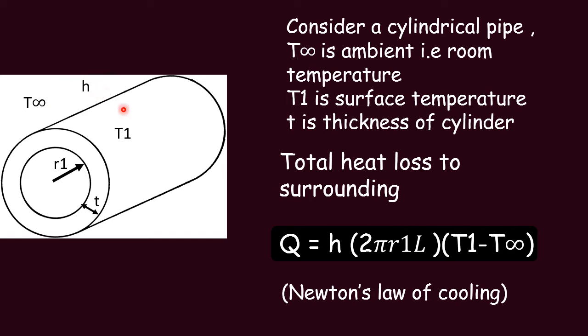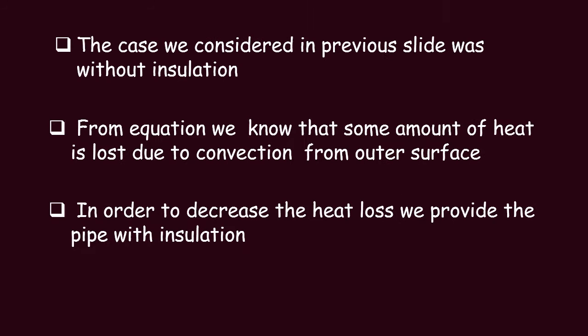When we calculate the total heat lost from the cylindrical surface to the surrounding, we get this equation, that is Q is equal to H 2 pi R1 L, where L is the cylindrical length, times T1 minus T infinity. And this is by Newton's law of cooling for convection. When you observe this term, there's some amount of heat lost. To minimize this heat loss, provide the cylinder with insulation, and that is our next step.